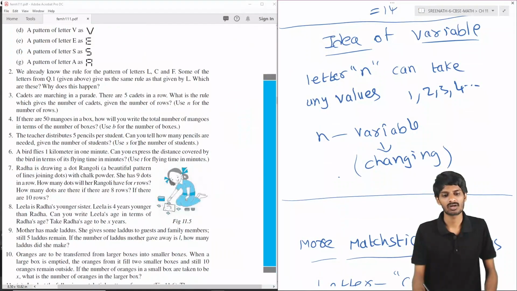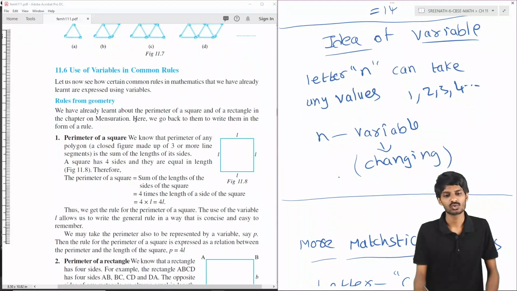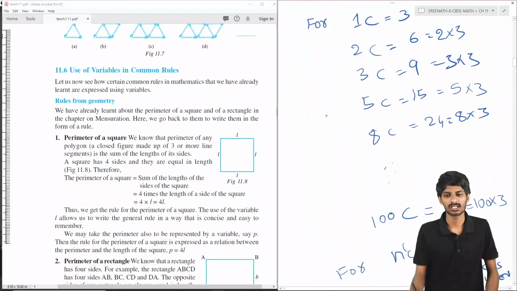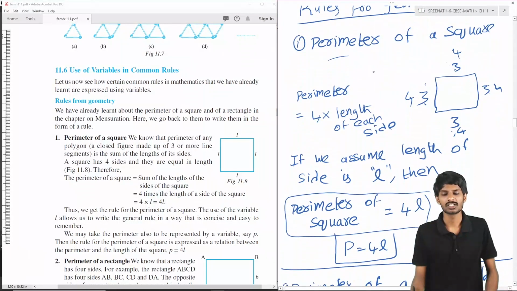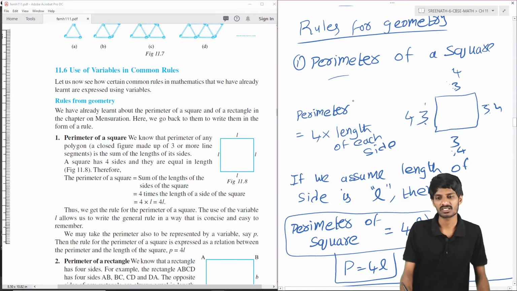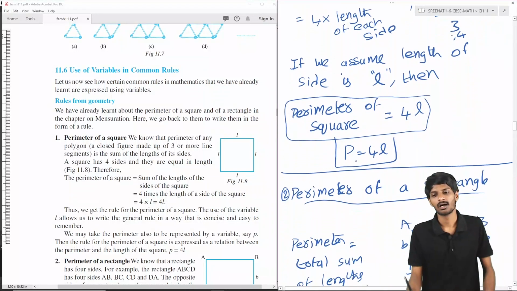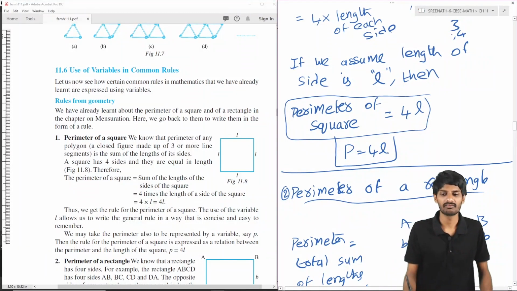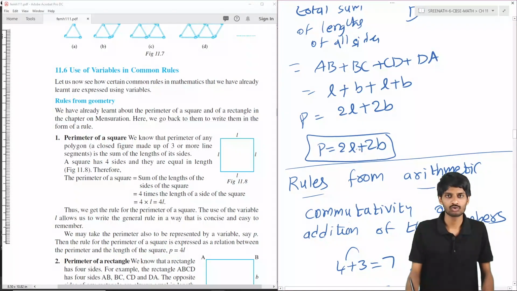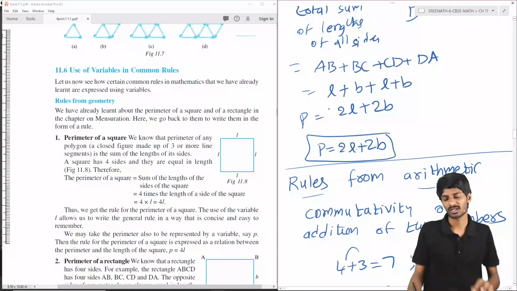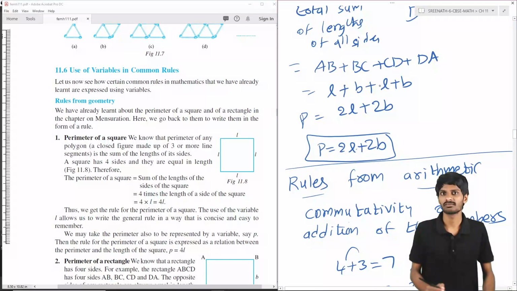After that we found the use of variables in common rules. We are using variables in common rules, students. In geometry, for finding the perimeter of a square, we use perimeter equal to 4L, where L is the variable and L is the length of the side of a square. And the perimeter of a rectangle is equal to 2L plus 2B. Here L and B are the length and breadth of the rectangle, and L and B are variables, students.